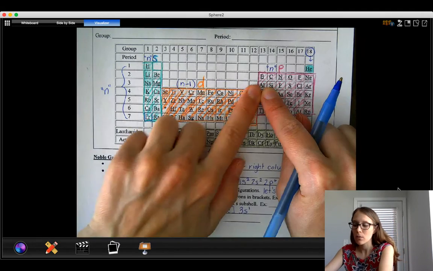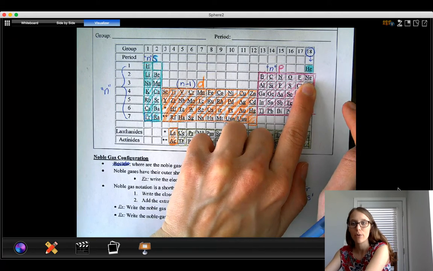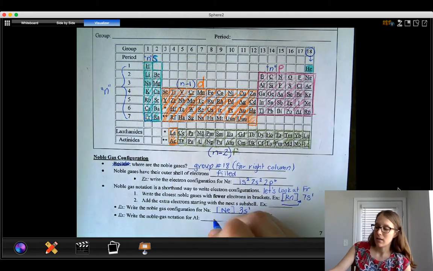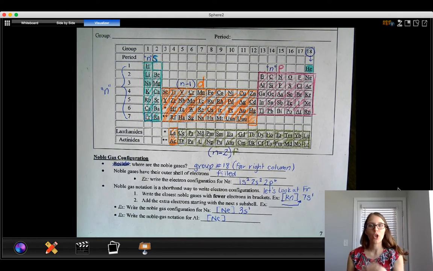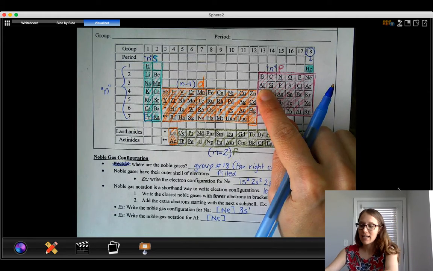So I'm going to go backwards on the periodic table. That was row 3, so I'm going back to the end of row 2 to get to neon. So aluminum and sodium both are closest to neon. And then if I say aluminum's like neon, but I have to add some extra electrons, well, what electrons do I add to get here?